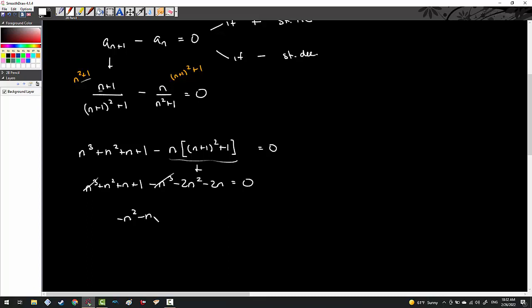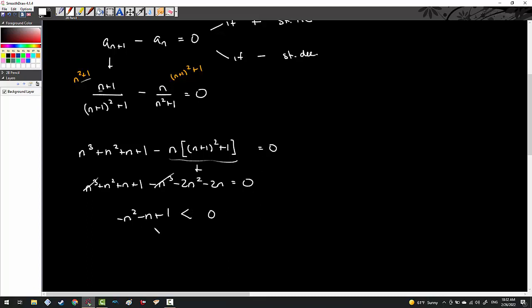Looks like minus n plus 1. And now what I'm going to do is go and just let n equal 0, let n equal 1, 2, and so on. And what we're going to find is that if I let n equal, say, 2 and 3, this thing would be less than 0.